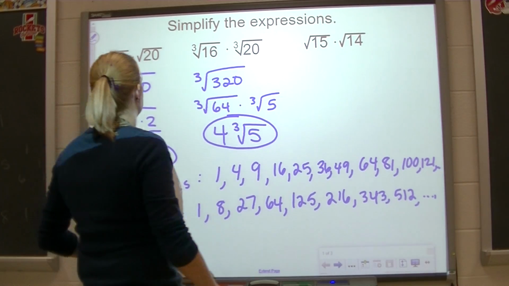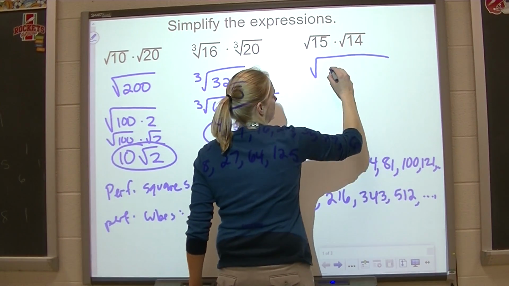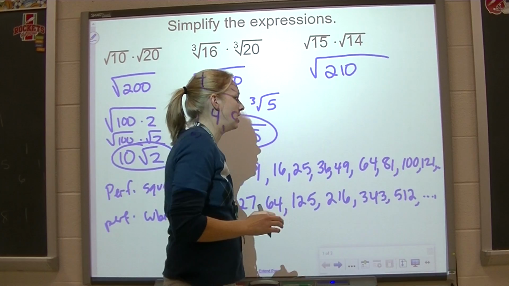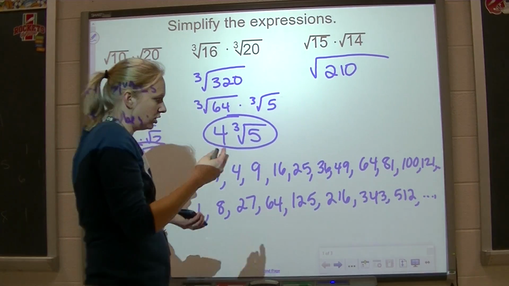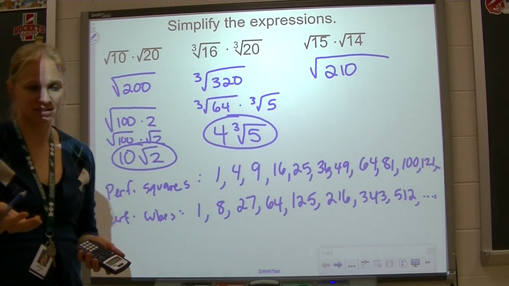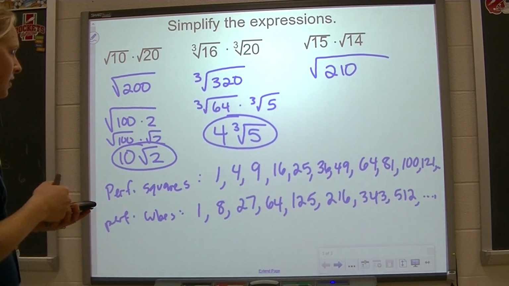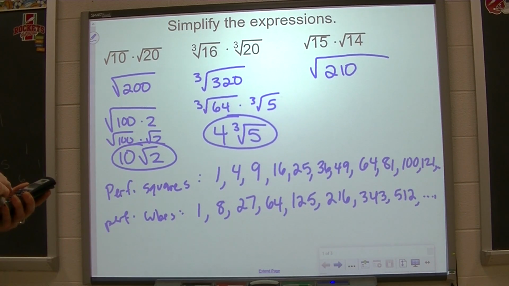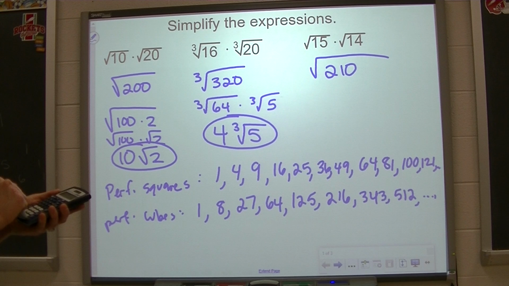So let's do this last one. This is the square root of 210. It could be 100, but it's not, because I know 210 is not divisible by 100. And then I'm going to just start with 81. So 210 divided by 81 doesn't work. 210 divided by 64 doesn't work.